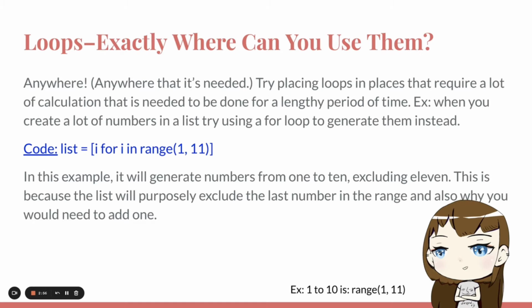So instead, what I can say is for i in range 1 through 11, sum plus equals 1. In that code, it says list equals i for i in range 1 through 11. It will generate the numbers 1 through 10 in the list. The reason why it does not generate the numbers 1 through 11 is because the list will automatically exclude the last number in the range, which is also why you would need to add 1 to 10 to make sure it would go 1 through 10 and not 1 through 9.